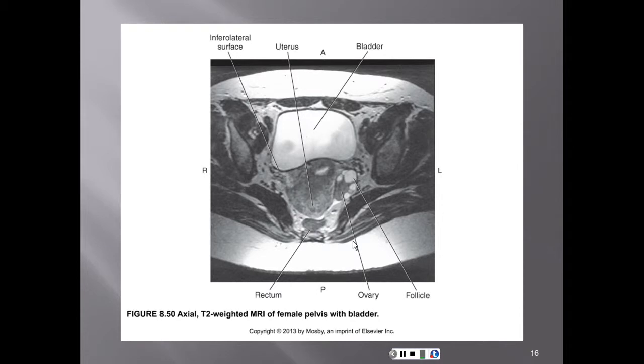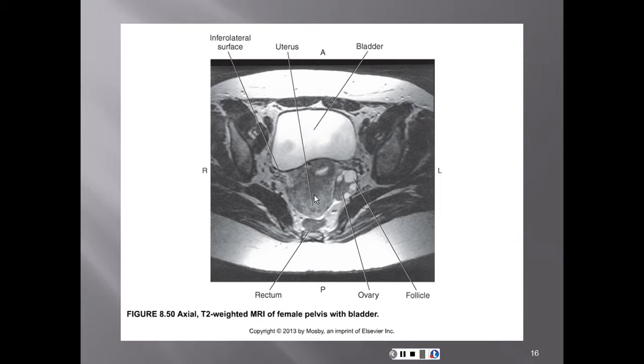Okay, this is an axial T2 weighted image of the female pelvis with the bladder. You can follow along on page 521. It's important. In this image, you want to fully recognize the bladder, and look at the bladder on the T2 weighted image, and look at the fat on the T2 weighted image.